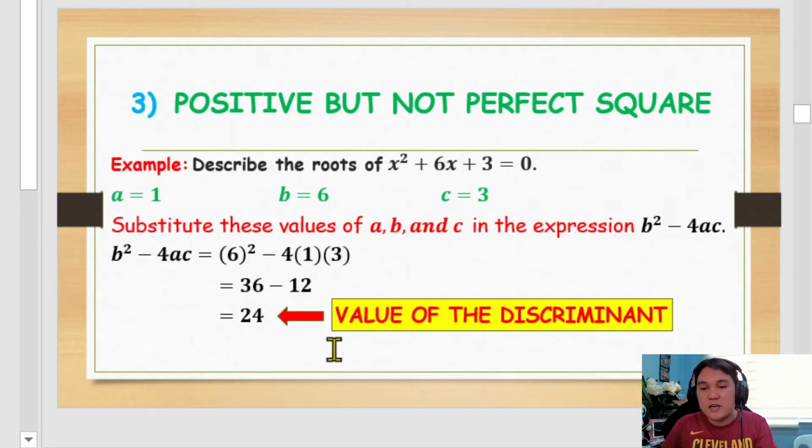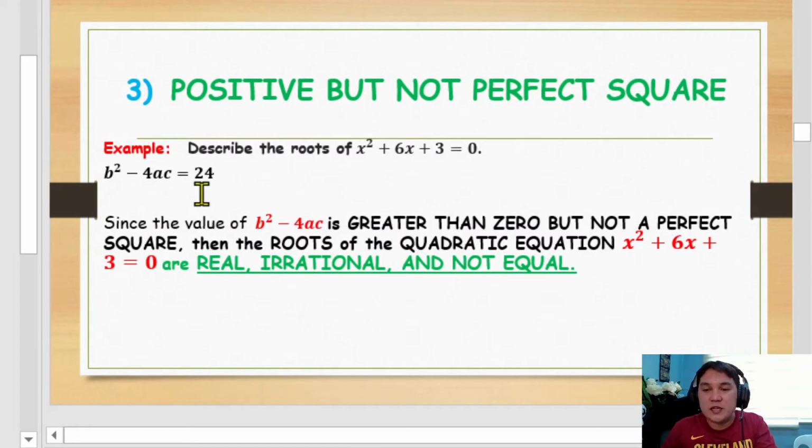This 24 is the value of the discriminant. The value of the discriminant is 24. This 24 is positive, but not a perfect square. Since the value of b squared minus 4ac is greater than 0, but not a perfect square, then the roots of the quadratic equation x squared plus 6x plus 3 is equal to 0 are real, irrational, and not equal.